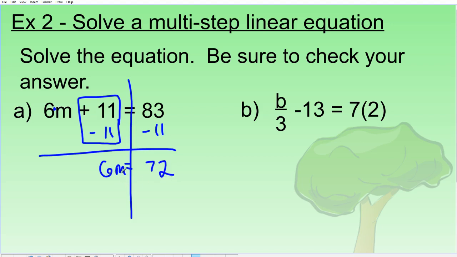Now, since it's 6m equals 72, now I can get rid of this multiply by 6. See, it's multiply. So the way we get rid of a multiply is we divide by 6 on both sides. These guys cancel out, giving you 1m, 1m. 6 divided by 6 is 1. On the other side, 72 divided by 6 is 12.